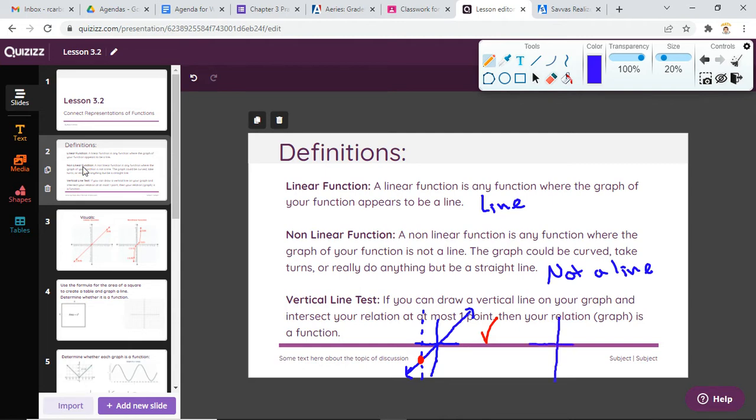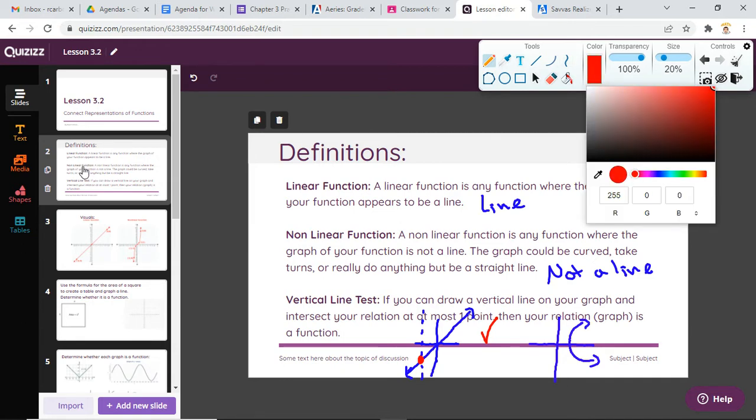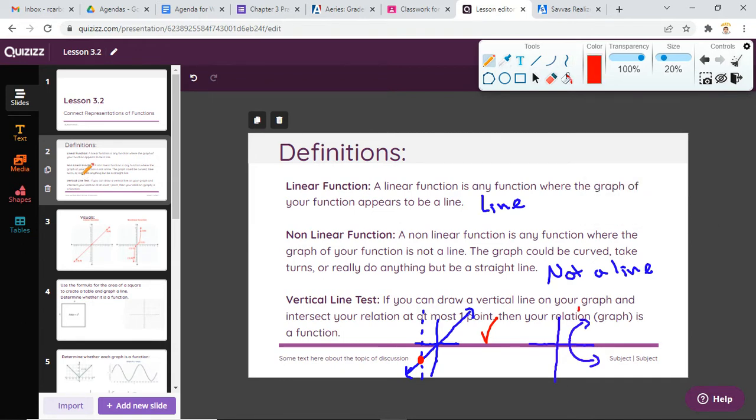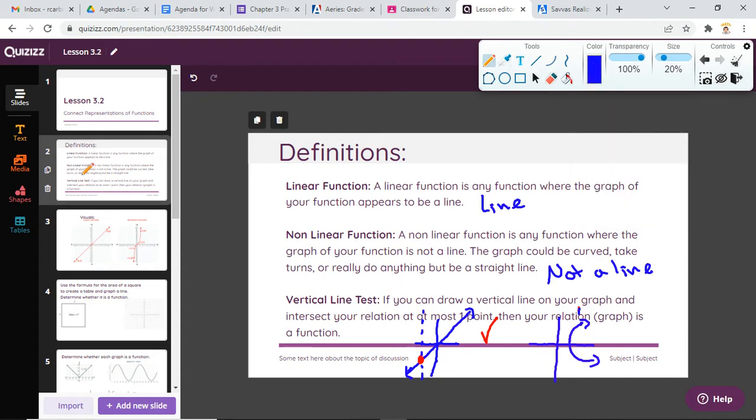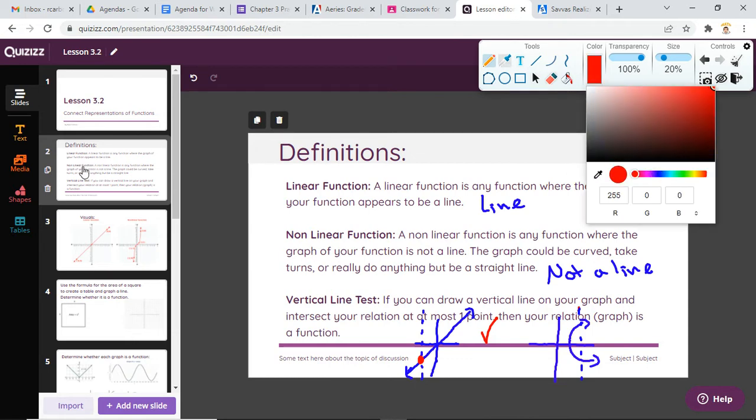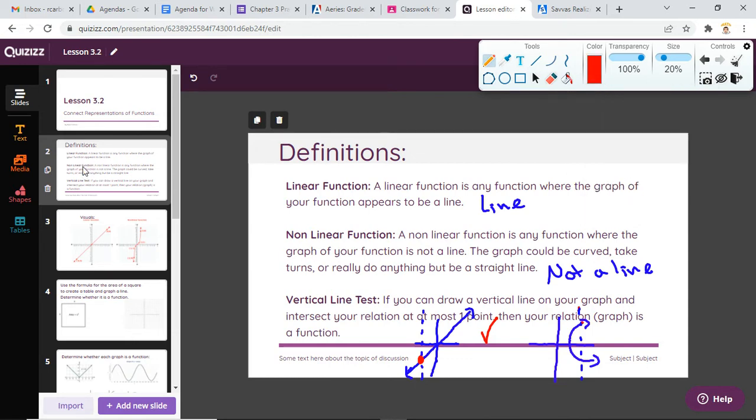Now, a situation where this will not work is, let's say we got a function looking like this. This right here is a hyperbola. Now, if I'm drawing a vertical line on my hyperbola here, and I'm going straight down, excuse me, let me do that in blue. I've got my line going down right here. Notice how my vertical line intersects my hyperbola, my graph, at 1, 2 spots.